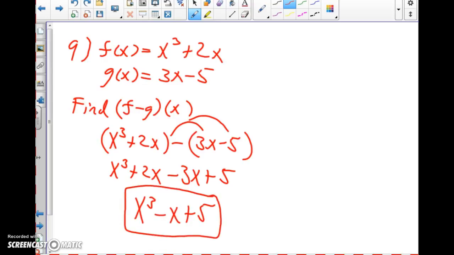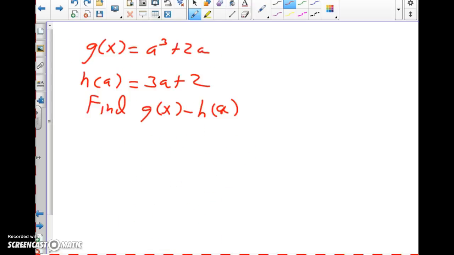Okay? Now g of a minus h of a. I'm sorry, that's a mess up there. Yeah, it should be g of a minus h of a. Okay, all right, so here's what you get. You get a cubed plus 2a minus 3a plus 2, right?